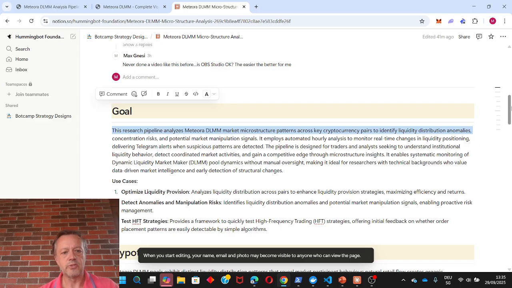The third point, which I think is the core of the snippet, is that I want to analyze microstructure patterns across different pools and different cryptocurrency pairs to identify liquidity distribution anomalies, concentration risks, and potential market manipulation signals.